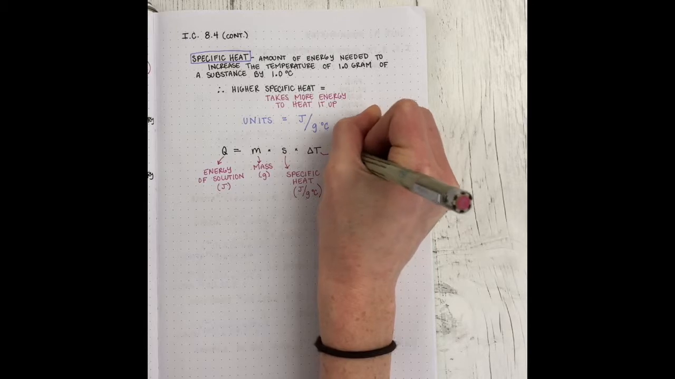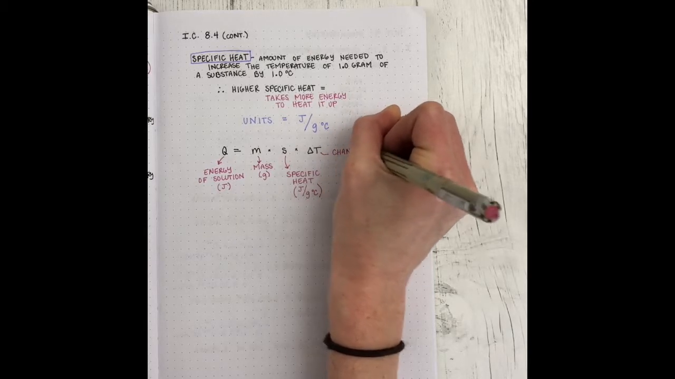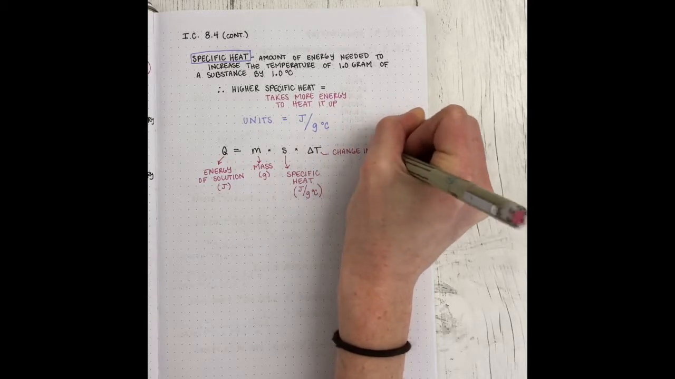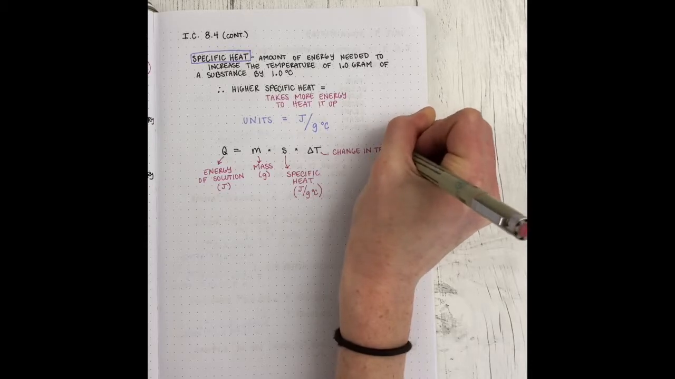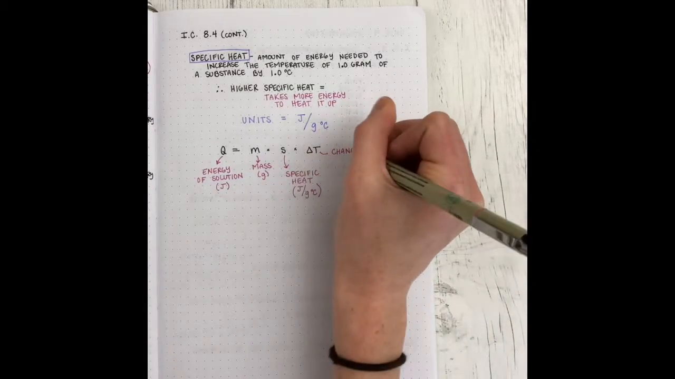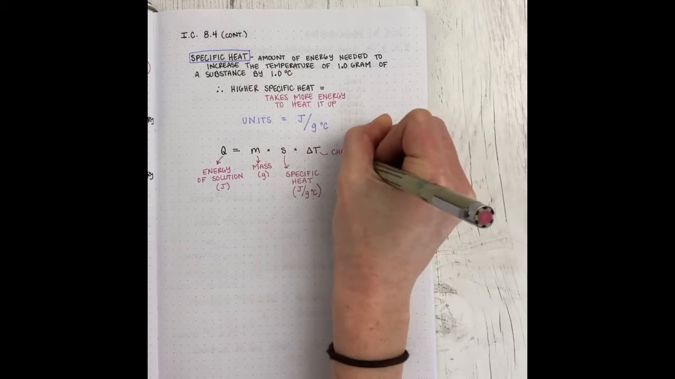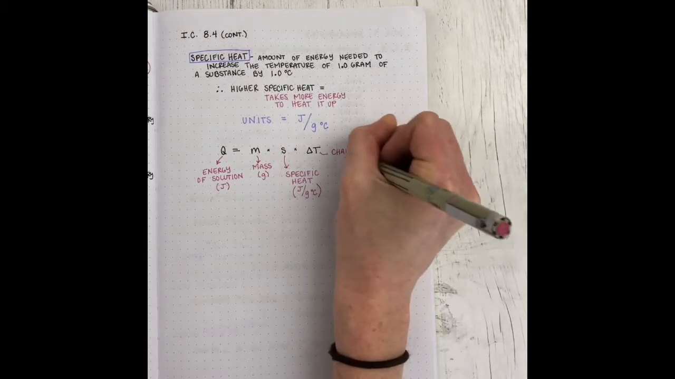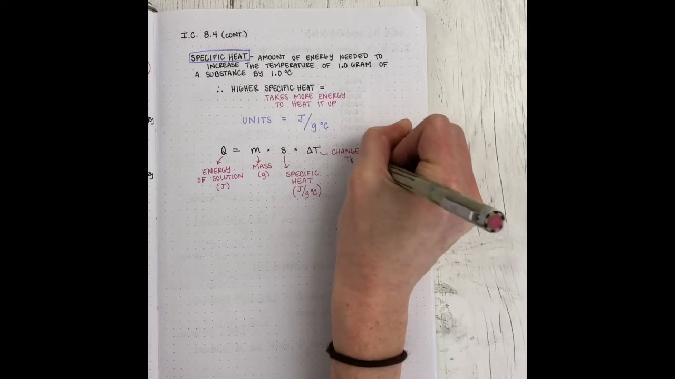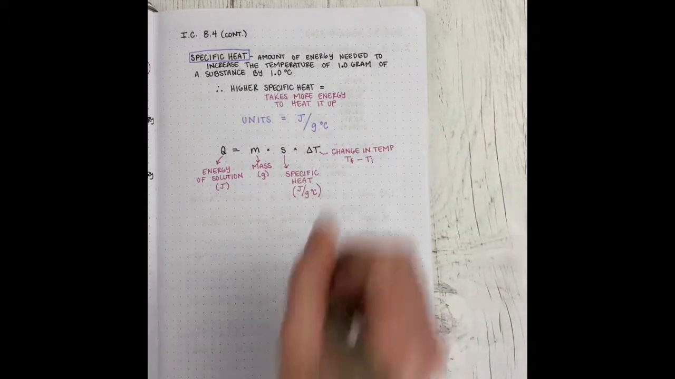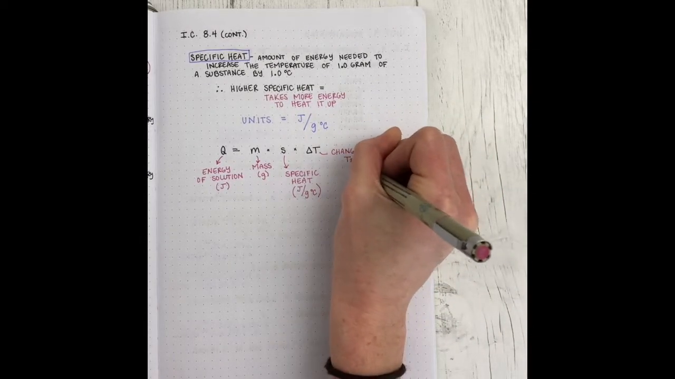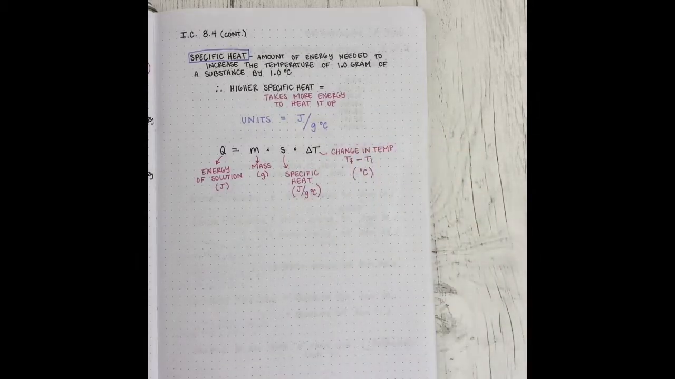Finally, the change in temperature, that delta T, is change in temperature. And in case you've forgotten, when we're looking at a change in something, we always take the initial and subtract it from the final. So it's final minus initial. So if we're looking at change in temperature, that's going to be TF, or temperature final minus temperature initial, and this is measured in degrees Celsius, always degrees Celsius.